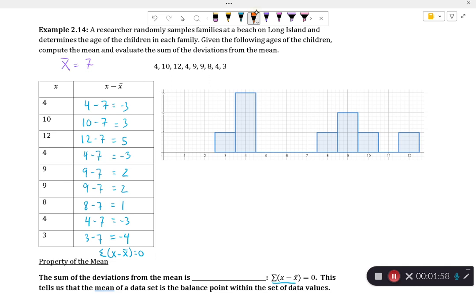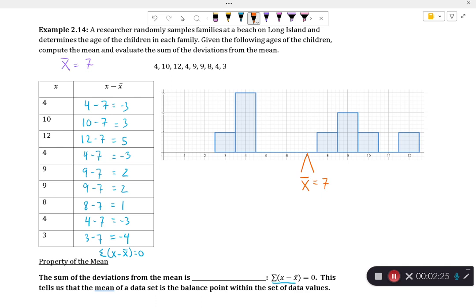Well, that means that if we were to try to balance this distribution at the sample mean of 7, we would see that everything on the left side of the distribution and everything on the right side of the distribution would cancel each other out, and this distribution or this graph would be perfectly balanced at this pivot point or at this pendulum point.